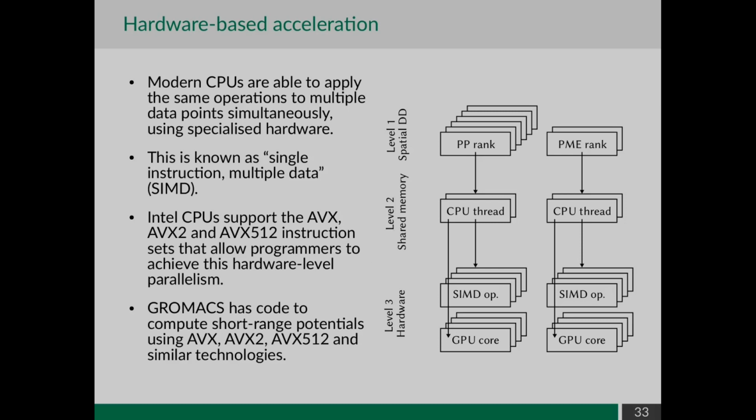We are now ready to tackle the third and last level of parallelism in Gromacs, which is hardware-based acceleration. You might know that modern CPUs are able to apply a given operation or sequence of operations to multiple data points at the same time. This is what we call single instruction multiple data, or SIMD. For instance, the Intel CPUs support AVX, AVX2, and AVX512 instruction sets that allow programmers to achieve this hardware-level parallelism. And Gromacs has been coded to take advantage of these specialized instruction sets in order to be faster.